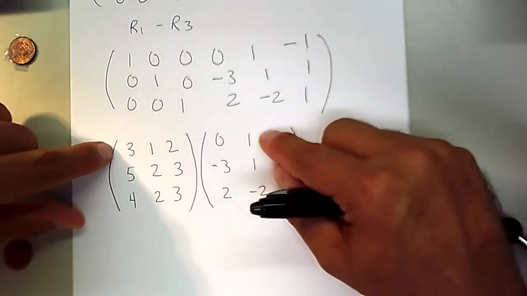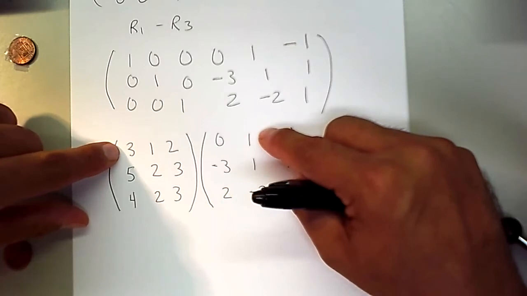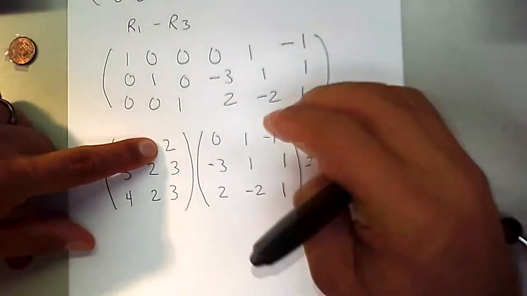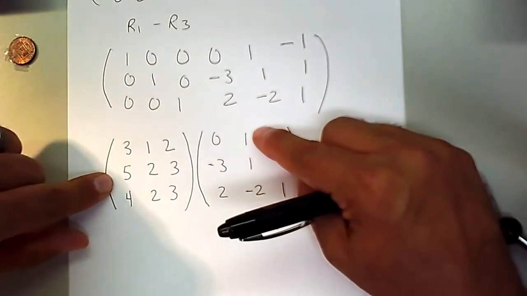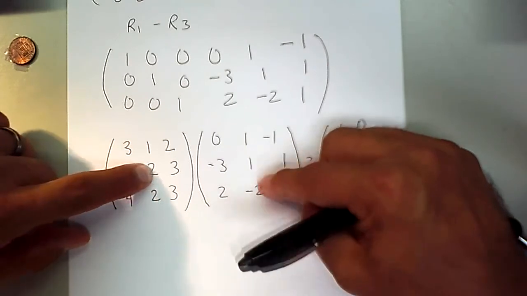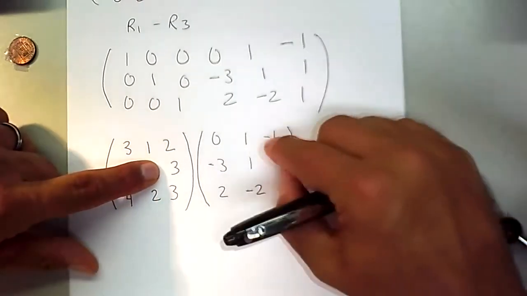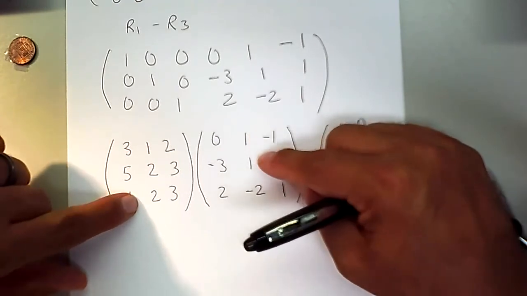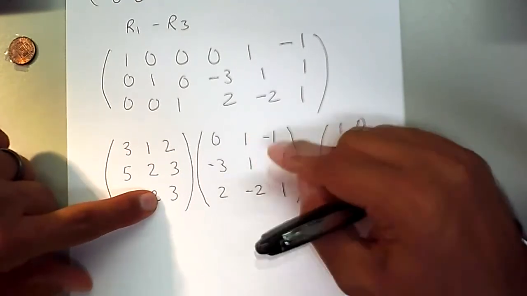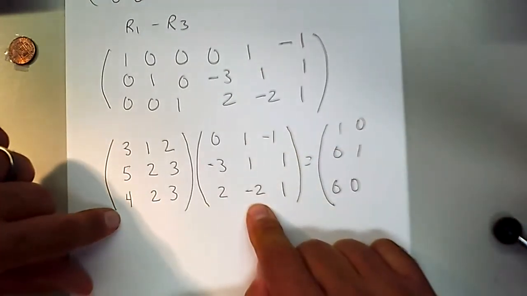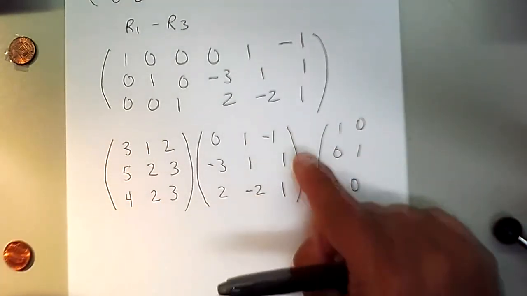Second column, 3, 4 minus 4, 0. 5, 7 minus 6, 1. 4, 6 minus 6, 0. Okay, so this column is correct. So if there is a mistake, it will be here.